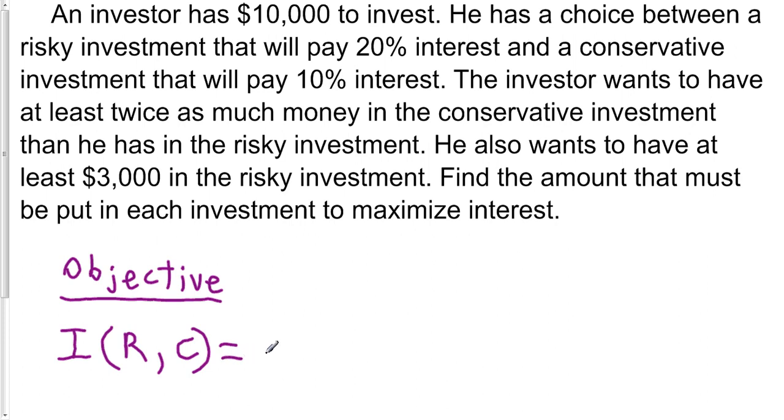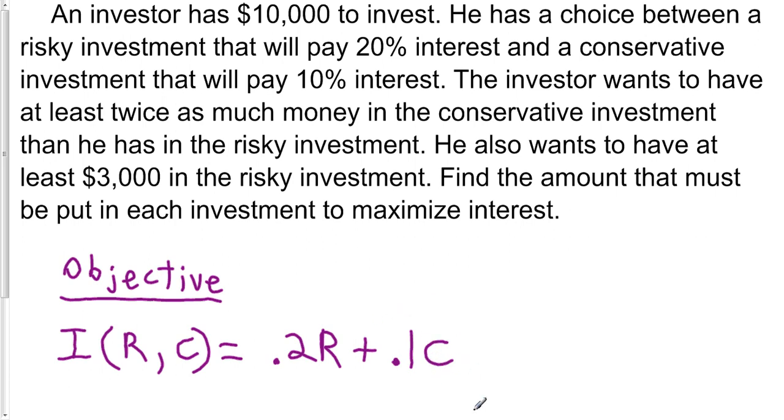Let's come up with this expression for this function. Well, the amount of interest I earn from the risky investment is going to be 20% of whatever I put into that risky investment. So the way I write that is I'm going to earn in interest 0.2, which is 20%, times R, which is the amount of money I put in the risky investment. So this expression 0.2R tells me how much interest I earn on the risky investment. And I add to that 0.1, which is the interest rate for the conservative investment, 10%, times the amount of money I put into the conservative investment, which is C.